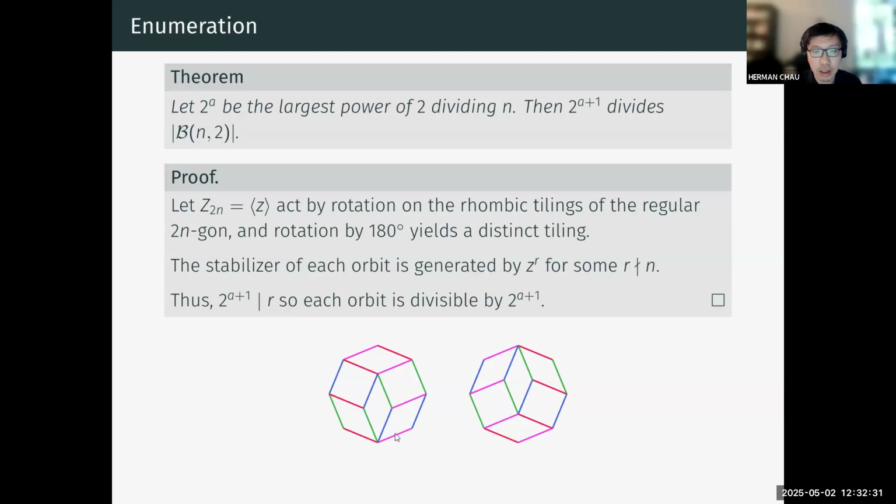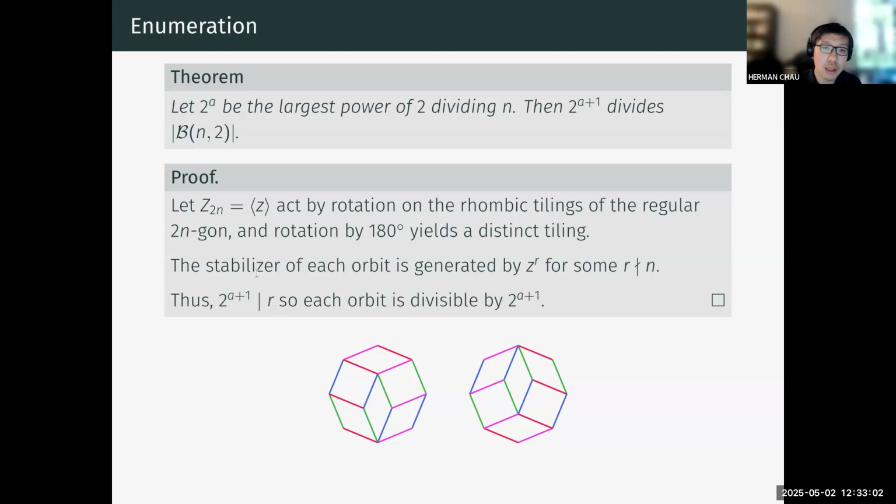If you look at any tiling of the 2n-gon and color the edges, you'll notice that each possible type of rhombus appears exactly once. So there's one rhombus with edges colored red and pink, one with edges colored red and blue, and so on. And when you do a 180-degree rotation, a rhombus gets sent to a rhombus of the same coloring, but in the opposite position. So you do get a distinct tiling.